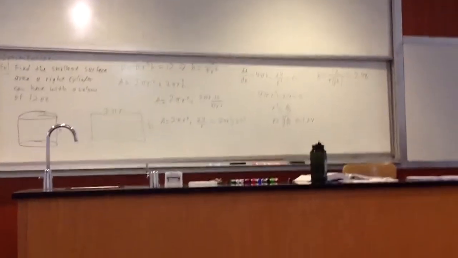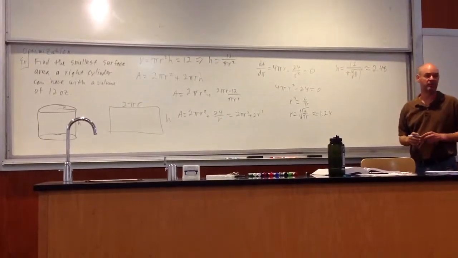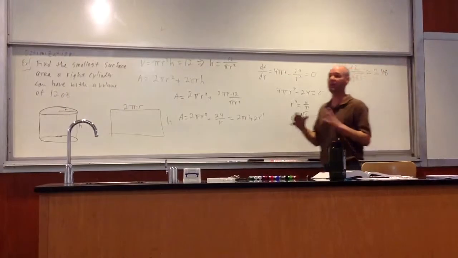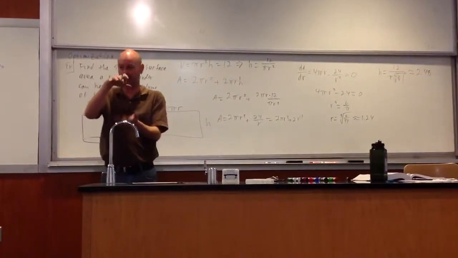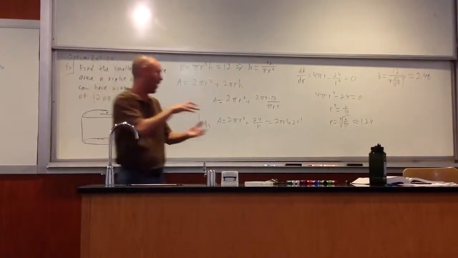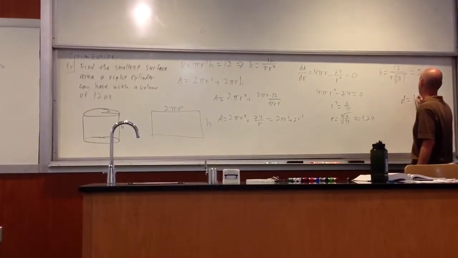You notice about them, they're double. One's exactly twice the other one. We can actually use this process to prove that the minimum amount of material that needs to be used for any enclosed right cylinder has dimensions where the diameter is exactly equal to the height.